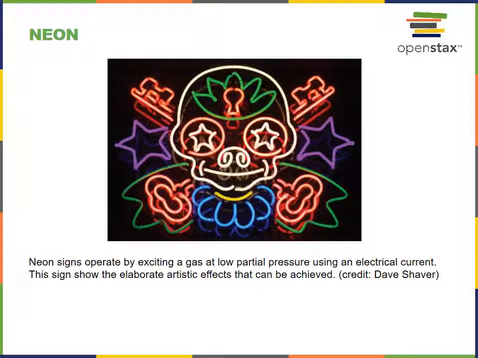Neon lights that we see are an example of an emission spectrum. The different colors are produced by chemicals that they have on the inside of the lights themselves, and this is an example of a line spectrum. And we'll see what that is in just a sec.